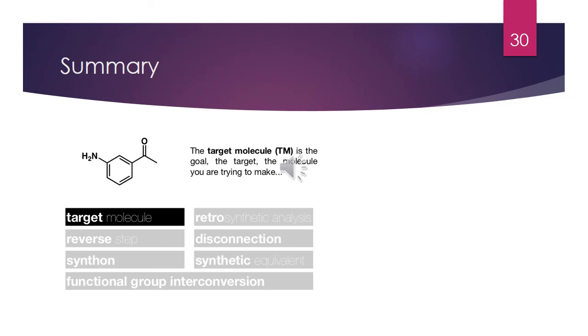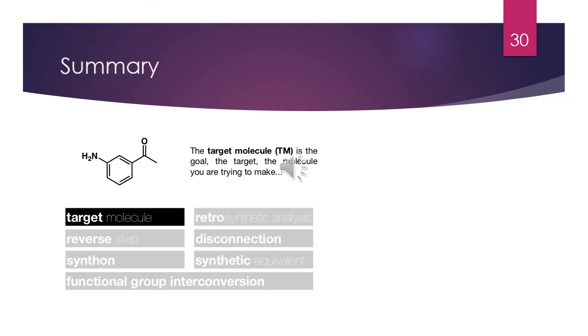Instead, we can convert one functional group to another. So interconversion of these functional groups is called functional group interconversion, which is normally abbreviated as FGI. When we break a bond between carbon and some other element, this is not FGI, this is called disconnection, right?